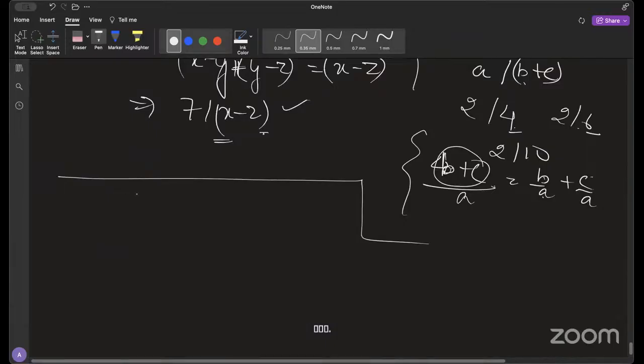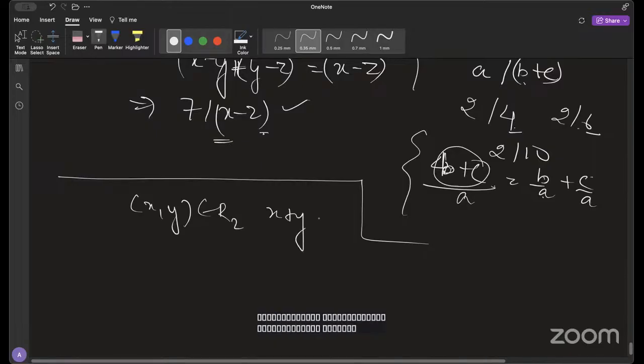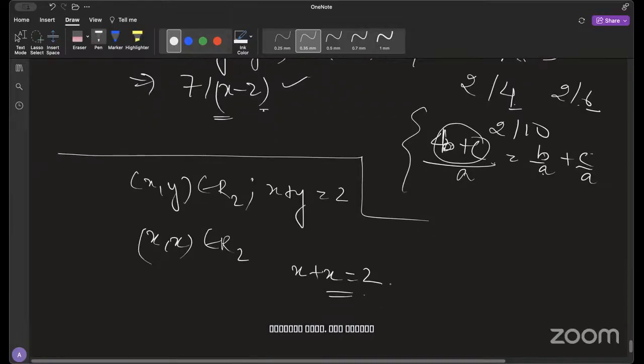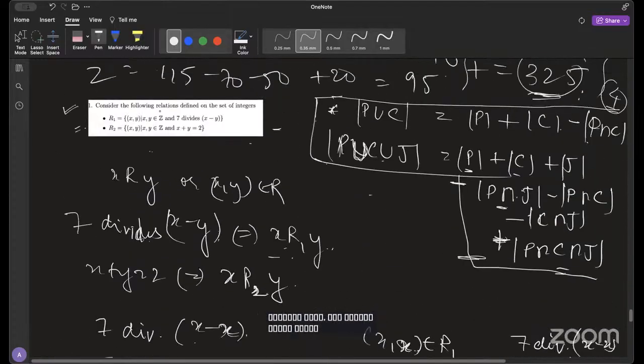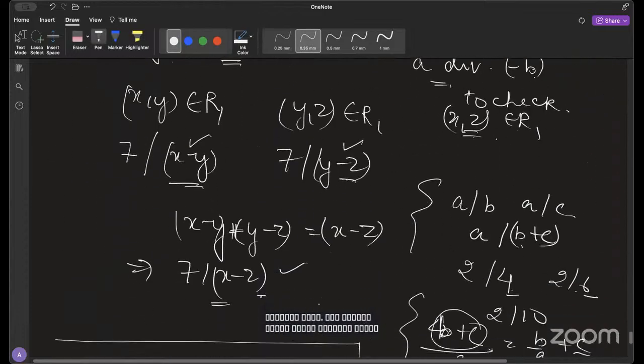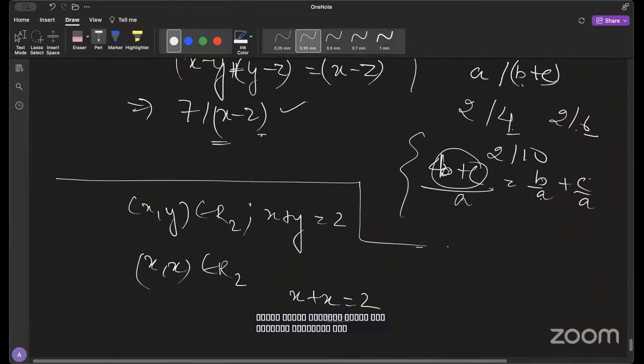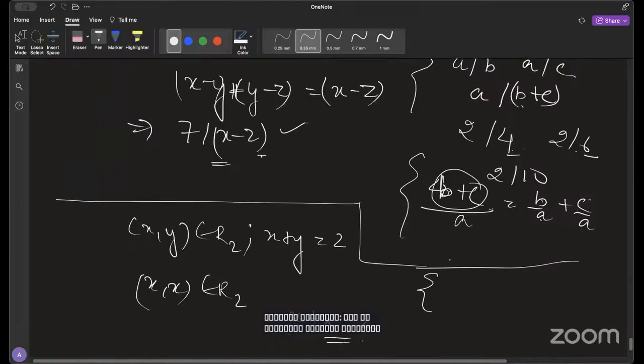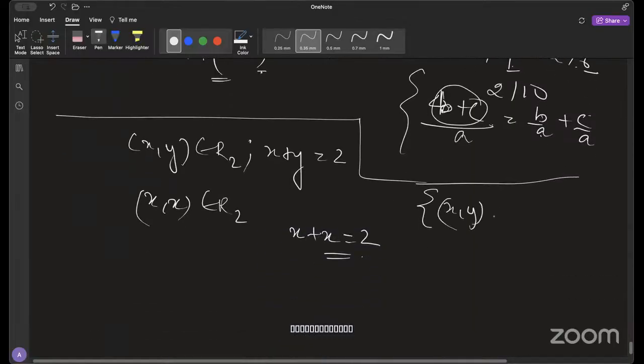Okay, next up for R2, you have (x, y) is a pair in R2 if x plus y is 2. So let's just check for reflexivity. We want to check if (x, x) is in R2 or not. To check this, you would need this condition to be true, right? But this is not true for every x that you're taking from integers. Let's just do one thing. The relation defined is: (x, y) is in the relation.